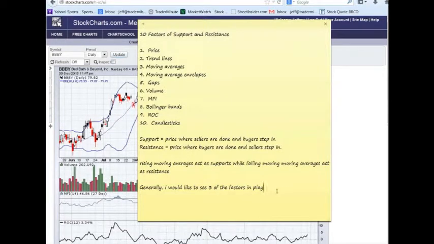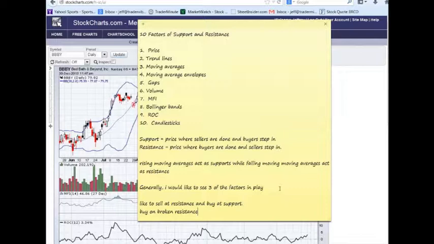Okay? There's two ways to play support and resistance. Some like to sell at resistance and buy at support. Logical, right? Makes sense. Look to sell at resistance, buy at support. Others like to buy on broken resistance and sell on broken support.